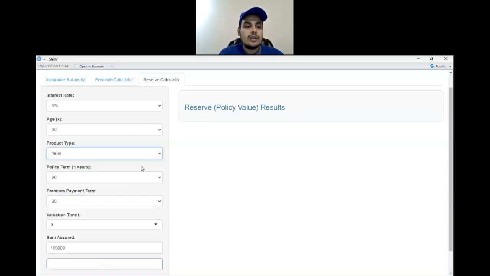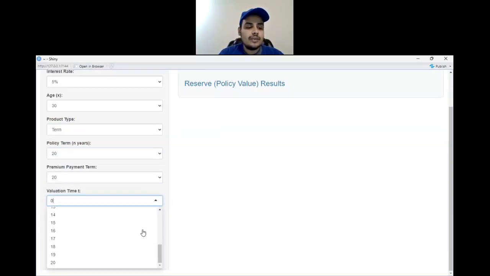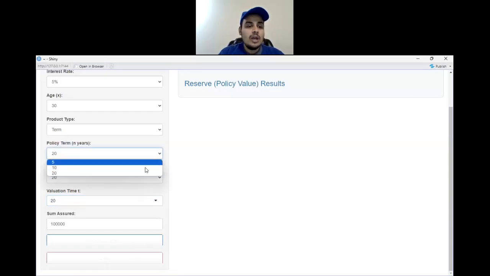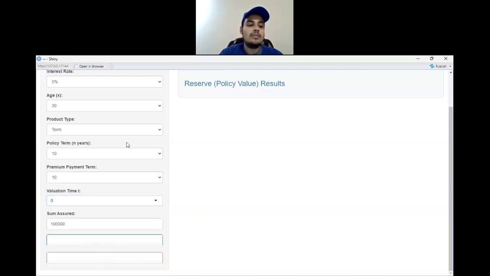And for the term and endowment, for term, if the policy term is 20 years, the valuation time also ranges from 0 all the way to 20 years. And if it changes from 20 to 10, again the valuation time is updated and it ranges from 0 to 10. It never exceeds the policy term. It may exceed the premium payment term, but it never exceeds the policy term. Same in the case of endowment.